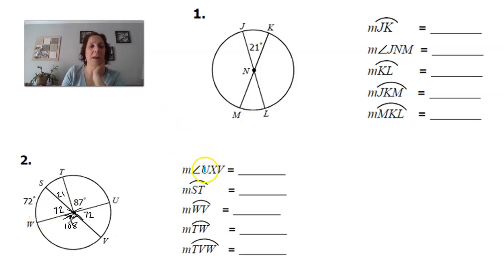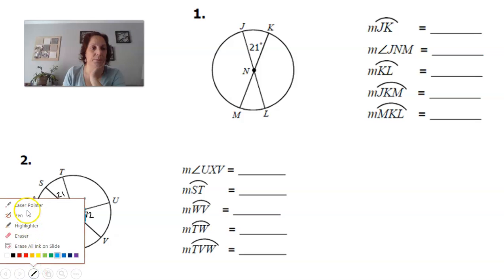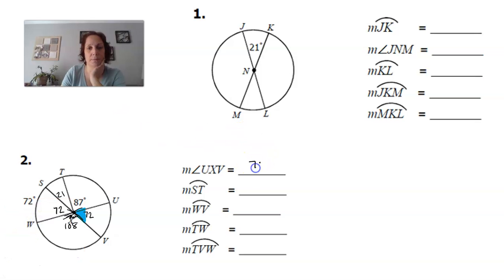All right, so let's see. First thing it asks for, the measure of UXV, angle UXV. So UXV, that's this angle right here. Look, we already got it. It's 72. All right. Then they want the measure of arc ST. So the measure of arc ST, here's S, here's T, that's a little one. That angle is 21, so the arc is 21.